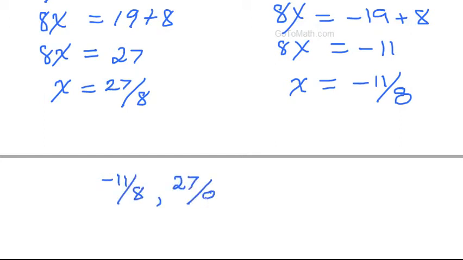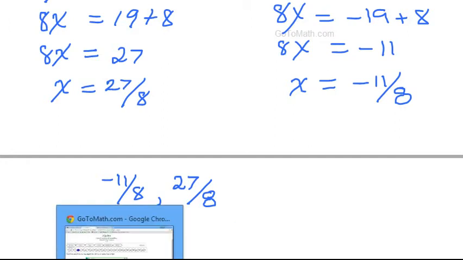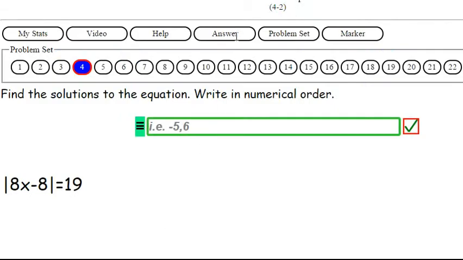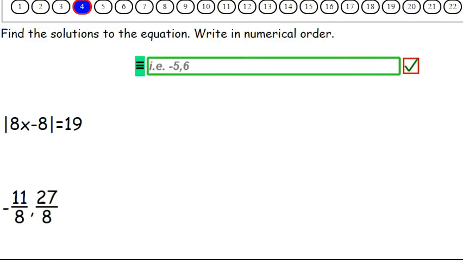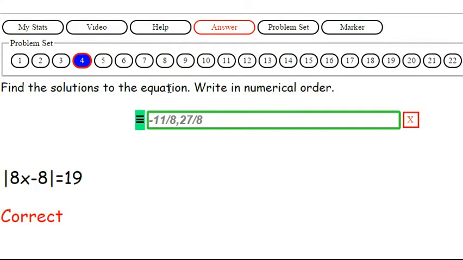27 over 8. Okay, and it doesn't really matter what order you write these in, but remember that's only for the checkbox. Alright, -11 over 8 and 27 over 8. Of course we'll make sure the checkbox is working correctly. Correct.